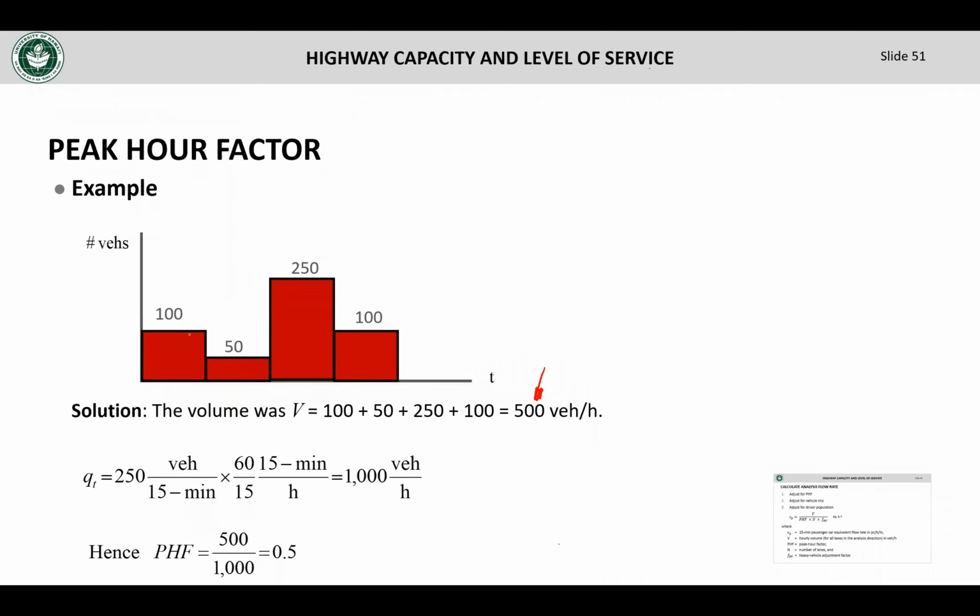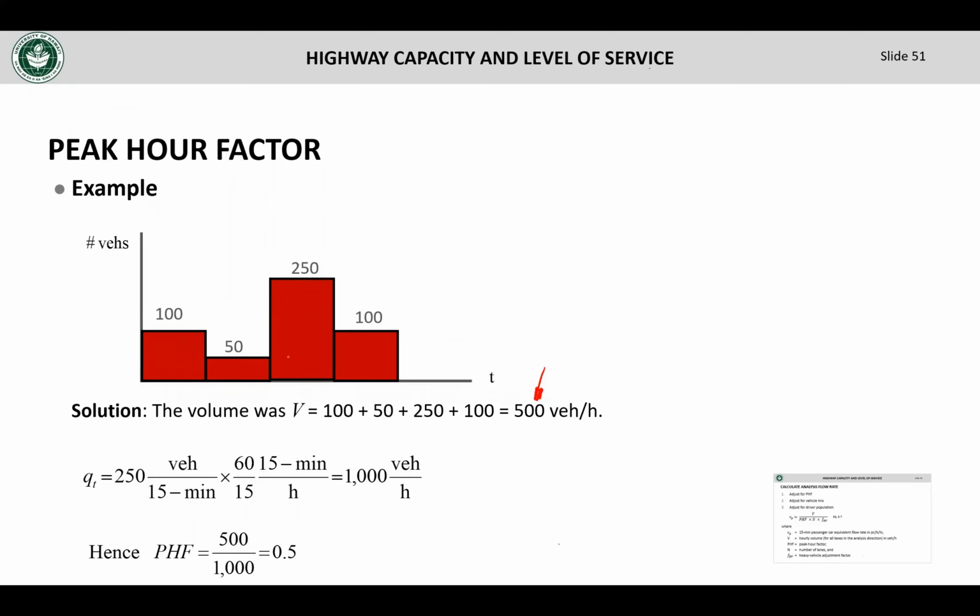For the extremely peaked demand volume, why did you not multiply that by a number? Like in the uniform demand, you multiplied 50 vehicles by 12 to get the volume. So why were the 250 vehicles not multiplied? Well, let me try to clarify that with this example.